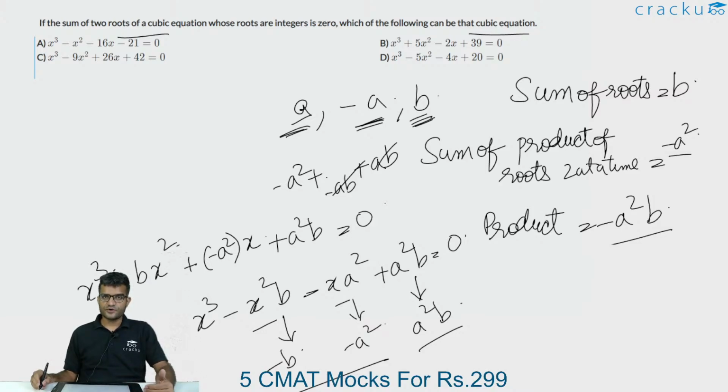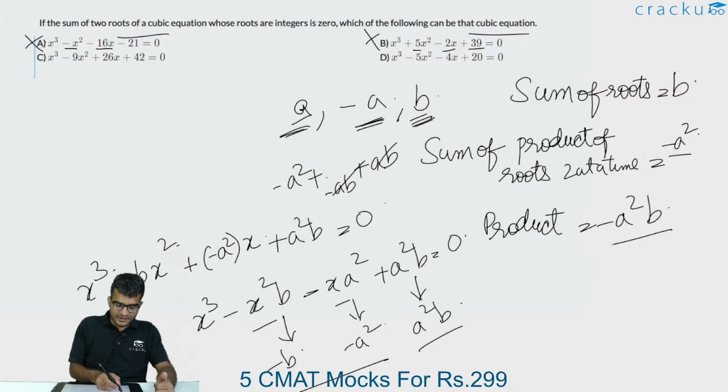If you are looking at the 4 options, in the first case it is minus 1 into minus 16, this has to equal 16, but here the constant term is 21, so this is not the correct answer. Option B will say that it has to be 5 into minus 2, which should be equal to minus 10, but the constant term is 39, so this also is not the correct answer. Option C is minus 9 into 26, that has to be around 234, but it is definitely not equal to 42, so that also is not the answer.